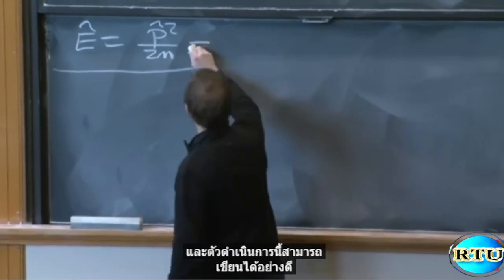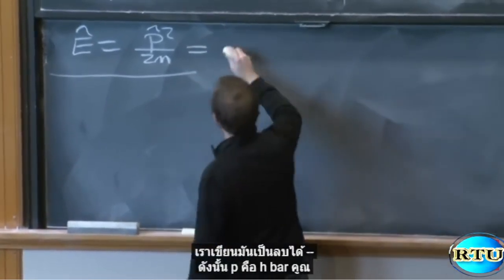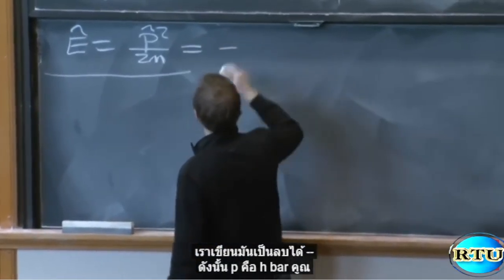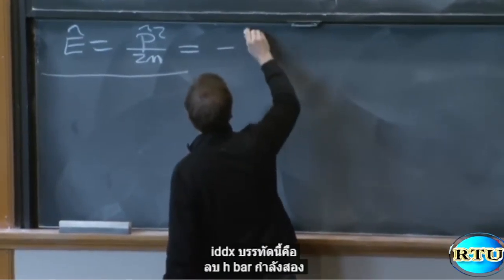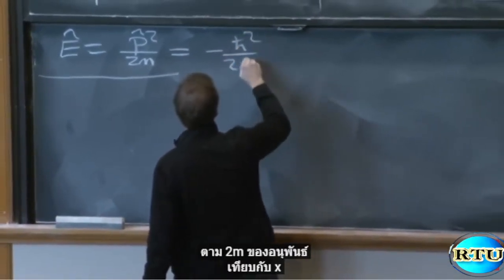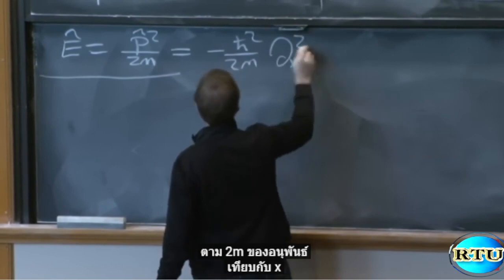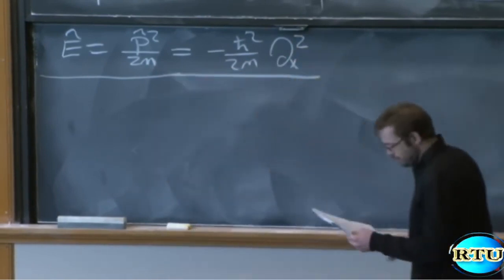OK, so our first example is going to be the free particle. And this operator can be written in a nice way. We can write it as minus, so p squared is, p is h bar upon i d/dx. So this is minus h bar squared upon 2m, two derivatives with respect to x. There's the energy operator.